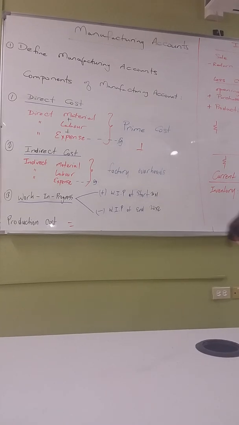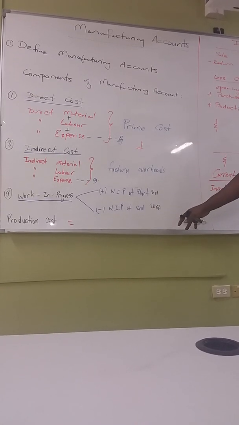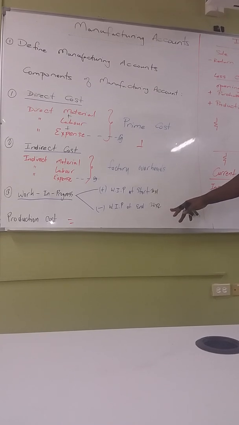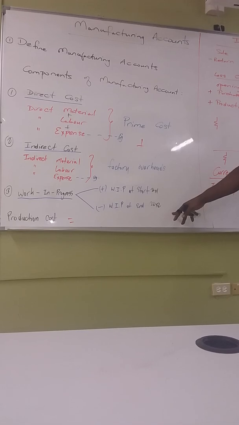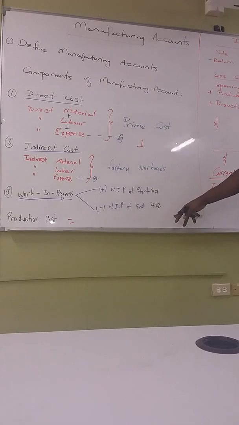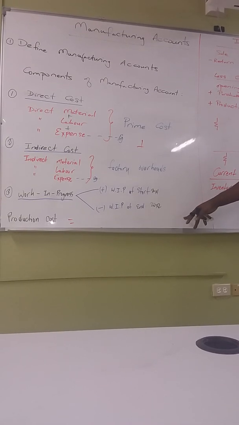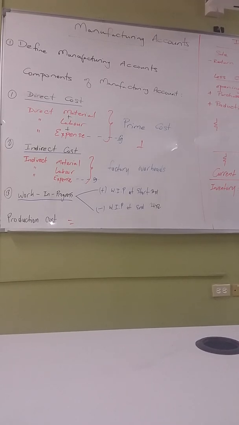So that is why it is important for us to calculate our production cost, because by knowing our production cost, we'll be able to determine the profit, how much we want to add on the production cost that represents our profit. So there, that takes care of the manufacturing account.